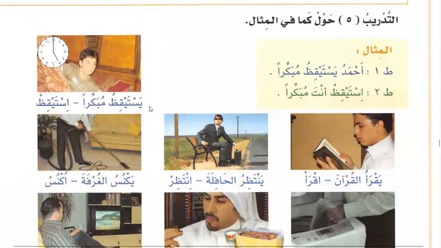Exercise five: convert like in the example. The example, first student: Ahmad yastaykizu mubakkiran, Ahmad wakes up early. Istaykiz anta mubakkiran, you wake up early. So yastaykizu means he wakes up. Istaykiz, wake up. So very simple.